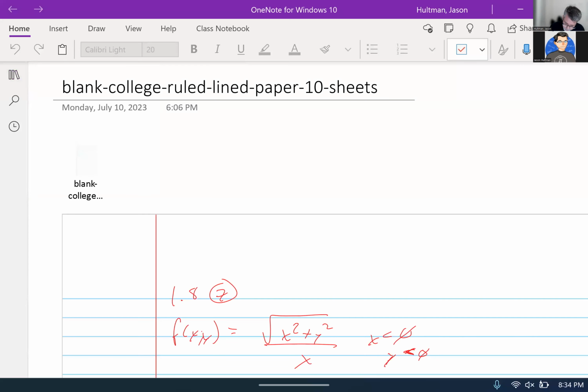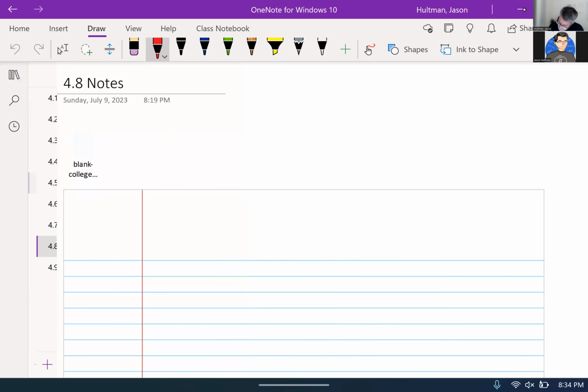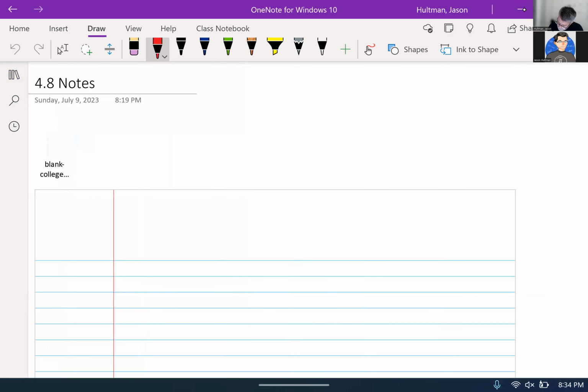Okay, welcome back, students. Let's continue on to section 4.8, row space and column space. Okay, let me share my screen. So 4.8 is on row space and column space.